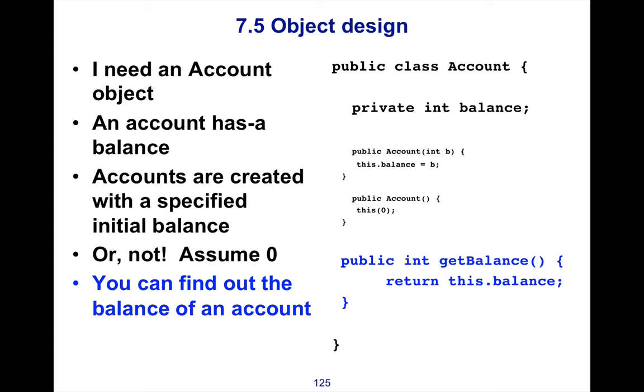That seems like a reasonable thing to do. And based on that part of the story, we would create a public method called getBalance that returns or accesses the value of the instance variable by returning this dot balance.